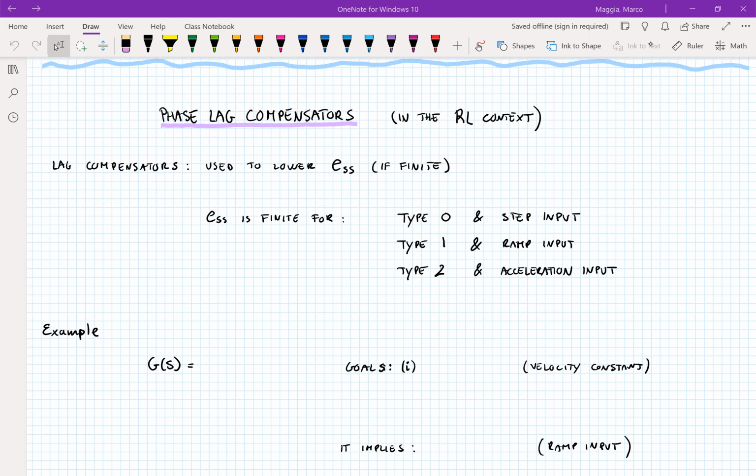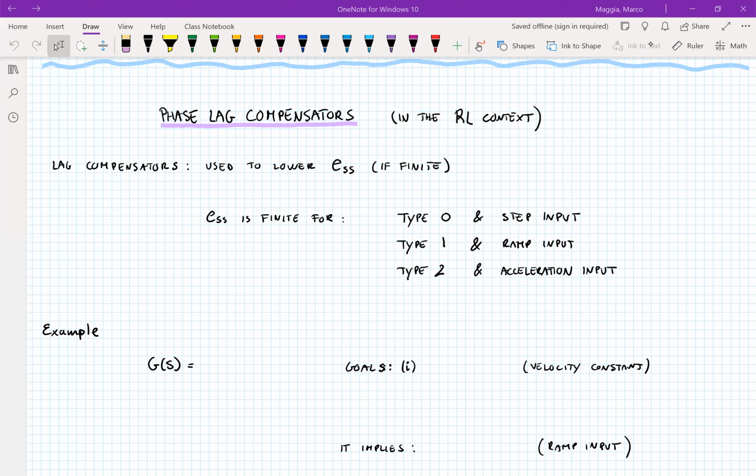I'm starting with the notes from lecture 11, and I kept the notes together because it makes more sense to have both lead compensators and lag compensators together because it's one topic. Then we will have another set of notes for the PID controllers.